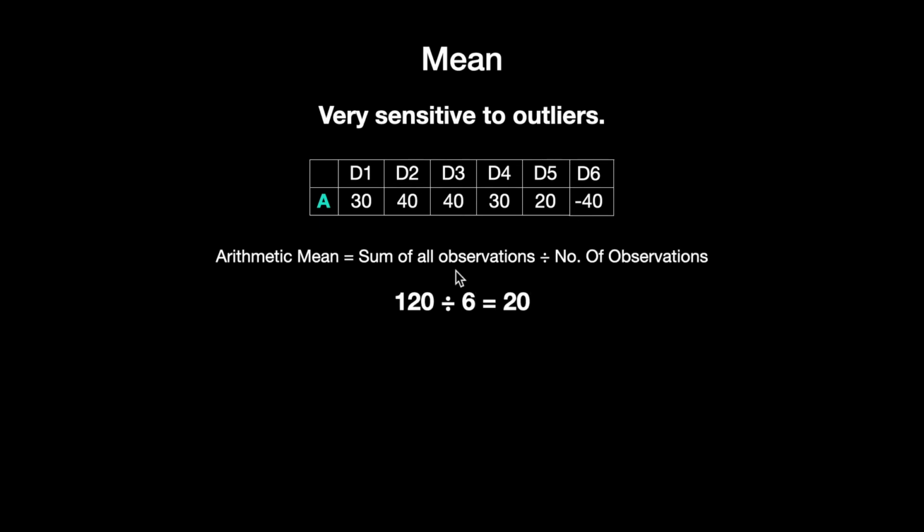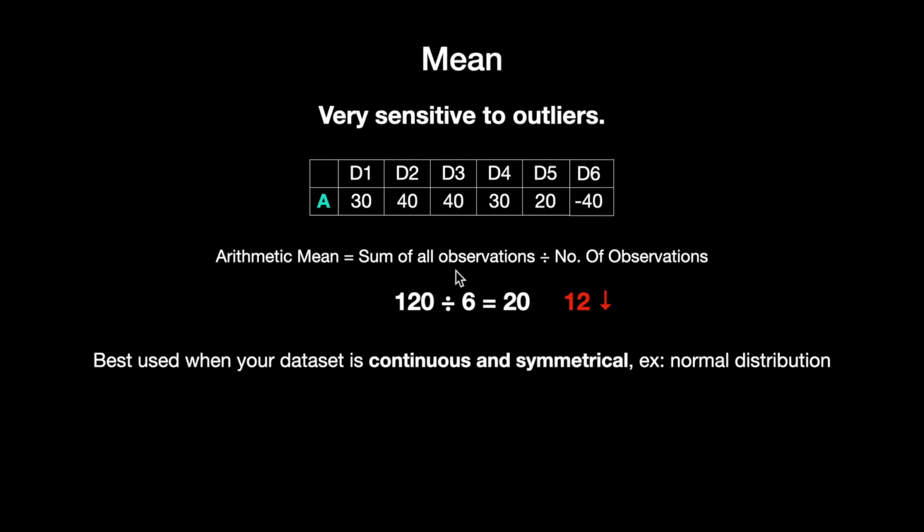Now, if you calculate the mean, which is sum of all observations divided by number of observations, the total comes down to 120. And since there are 6 observations, you divide this value, which gives us an average temperature of 20 degrees. And that's a drop of 12 degrees just because of one day. Mean is usually best used when your dataset is continuous and symmetrical because of this reason. You want to make sure it's evenly spread out. That way you don't have a lot of outliers that affect your statistic.